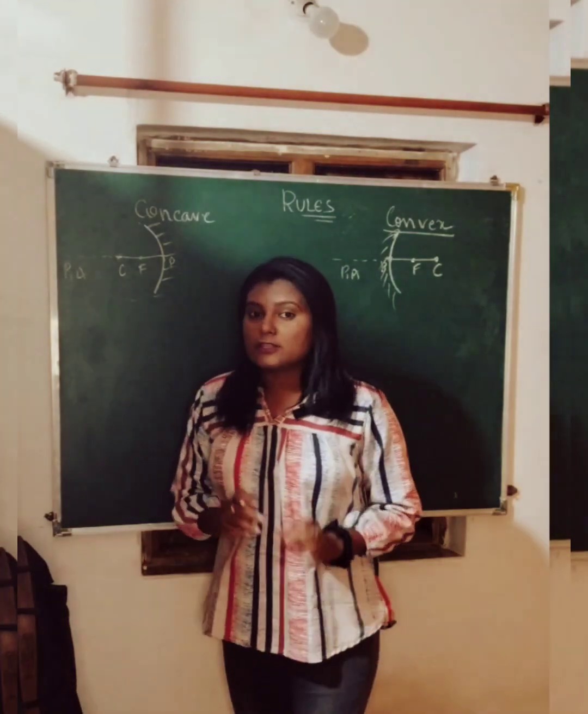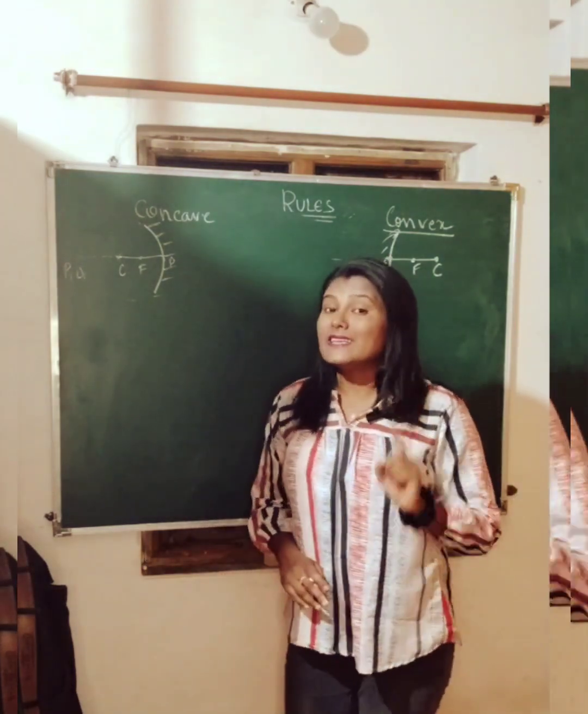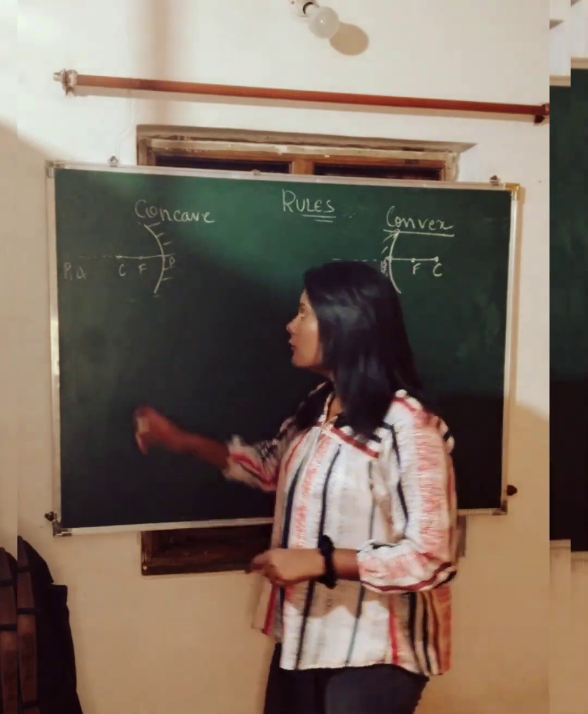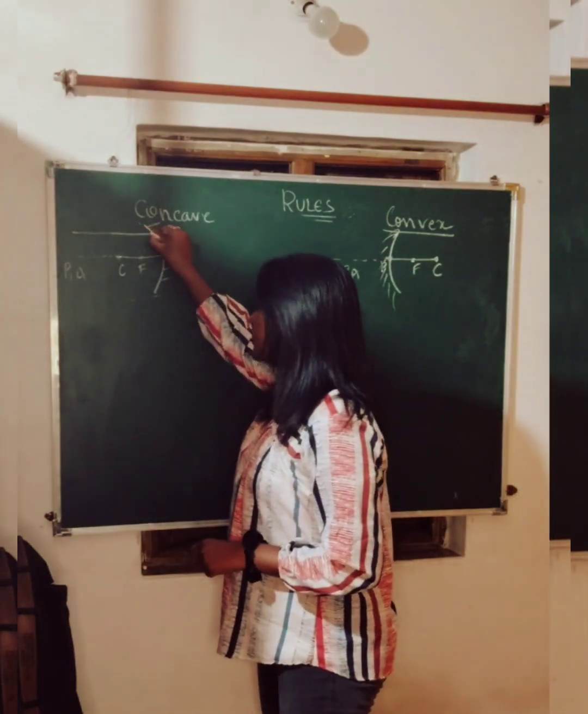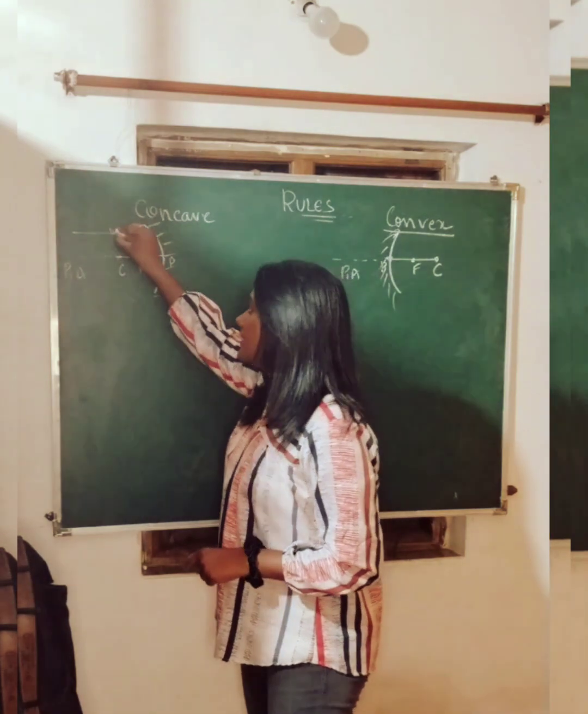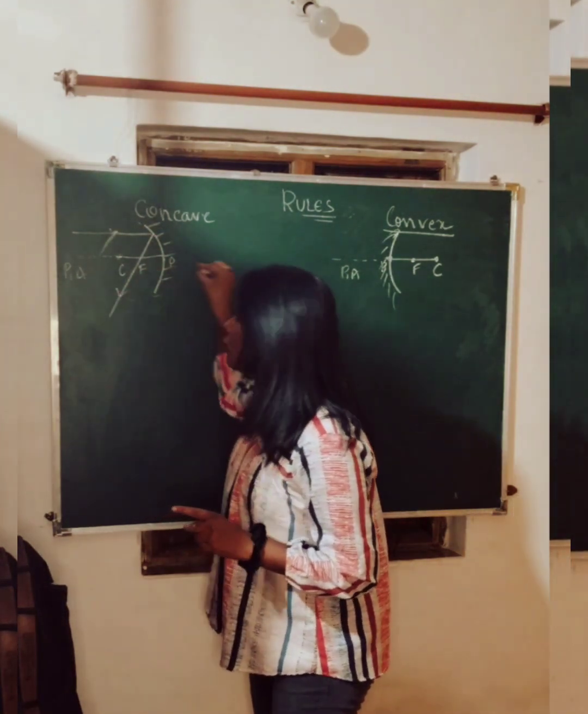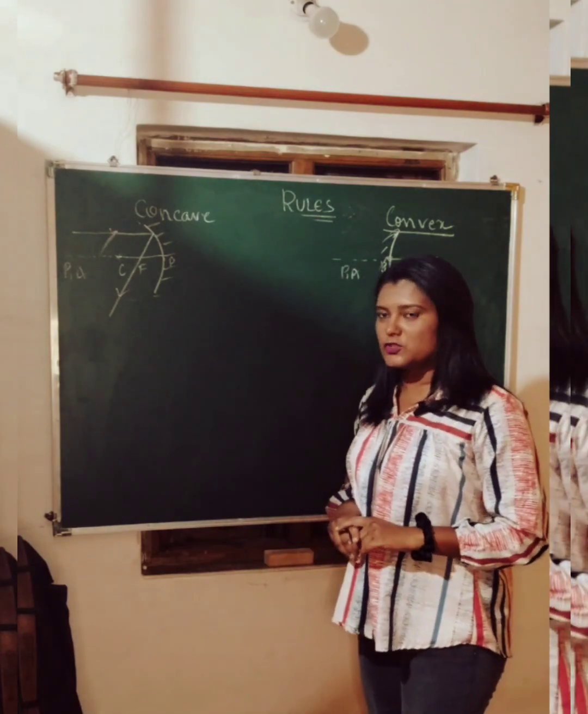Now, let us see the rules. The first rule says that when an incident ray is parallel to the principal axis, then the reflected ray passes through the focus. So let me draw an incident ray which is parallel to the principal axis. Then remember that the reflected ray passes through the focus. This is going to be your first rule.